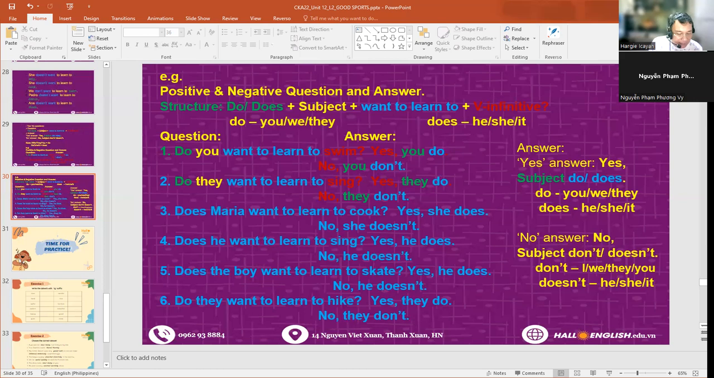That means we have to use the structure yes. Yes, you do. Or we can say yes, if you're talking about yourself, yes, I do. That's for positive.